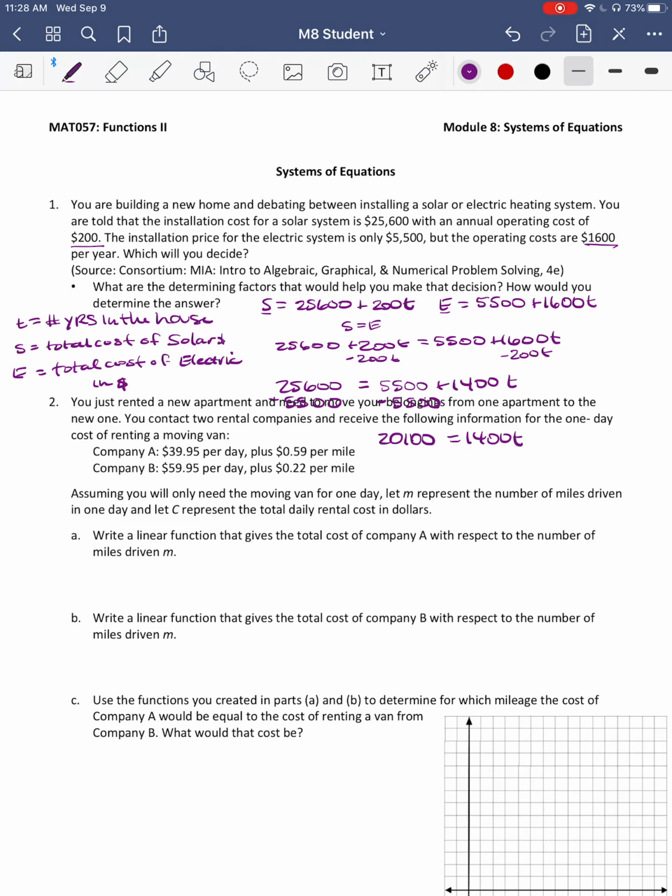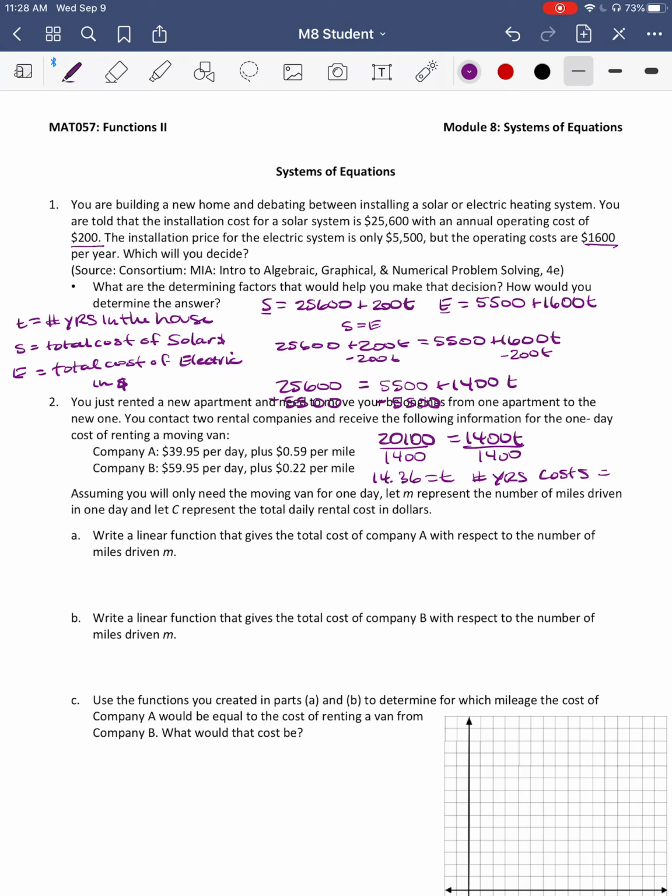If we take a look at that, that 20,100 is the difference in their installation costs. So that's how much more you're paying up front for solar, but the 1,400 is how much you're actually saving on solar each year. So when we divide both sides by 1,400, we're saying, okay, how many of those years, how many 1,400s do we need in order to make up that 20,100? When you solve that, you are going to get 14.36 equals T. So that's the number of years when the costs are going to be equal.